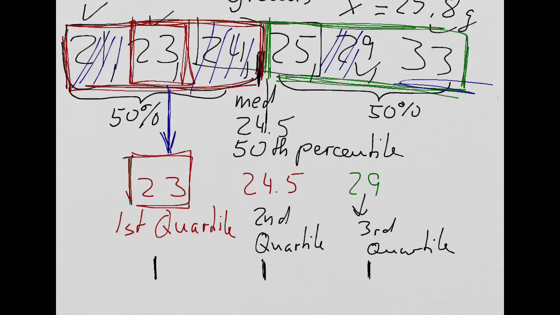I just simply make some lines, and I put there just simply a box around that. I draw a nice box. And I know that 25% of my data are here, and 25% of my data are here. Okay? So that's the box.